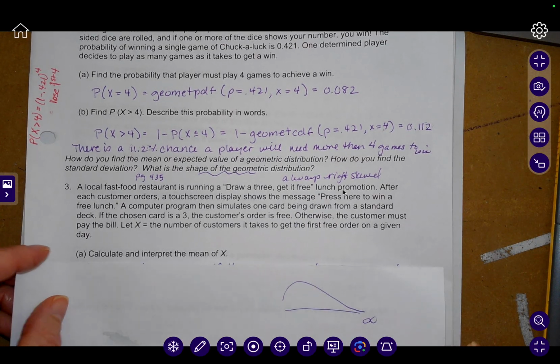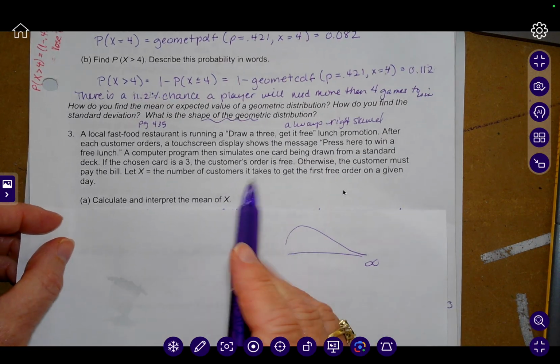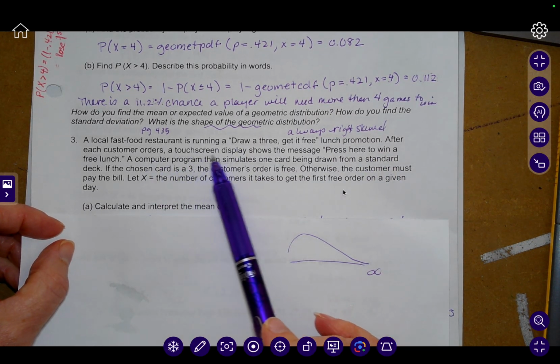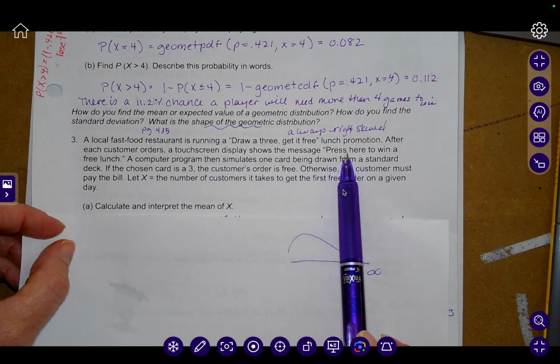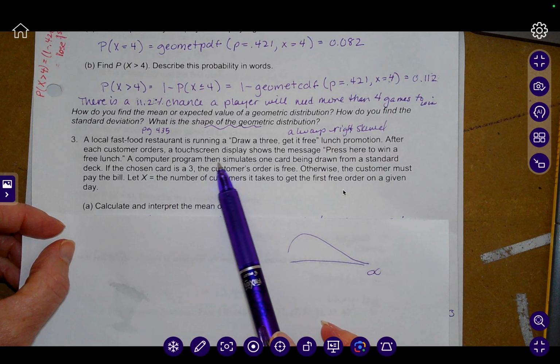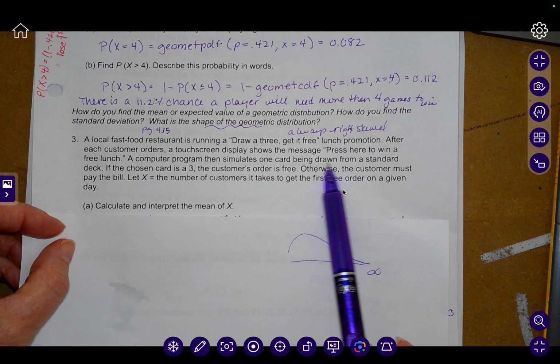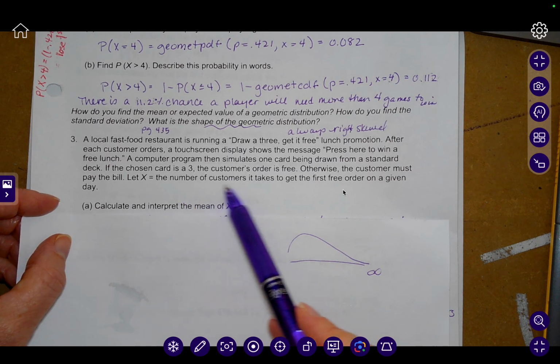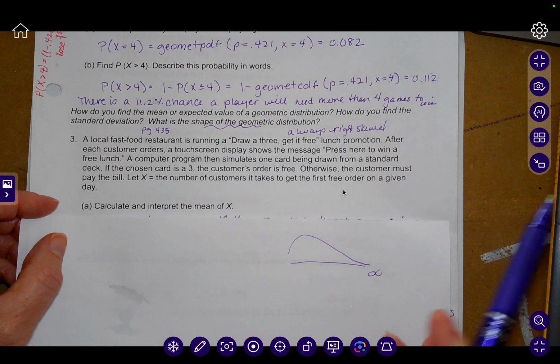So this one right here says a local fast food restaurant is running a draw 3, get it free lunch promotion. After each customer orders, a touchscreen displays the message, press here to win a free lunch. A computer program then simulates one card being drawn from a standard deck. If the chosen card is a 3, the customer's order is free, otherwise the customer must pay the bill. Let X equal the number of customers it takes to get the first free order on a given day.